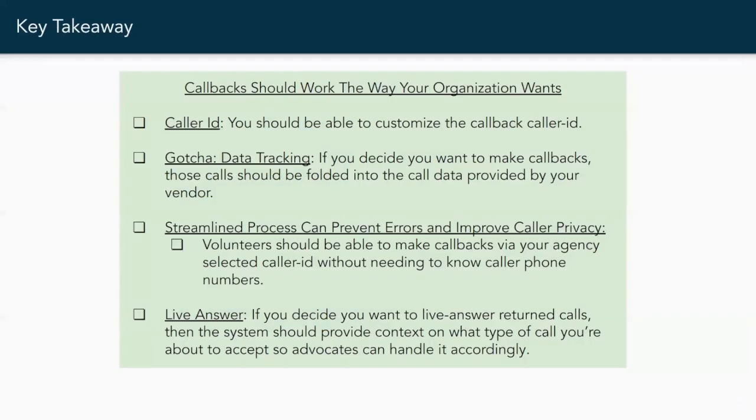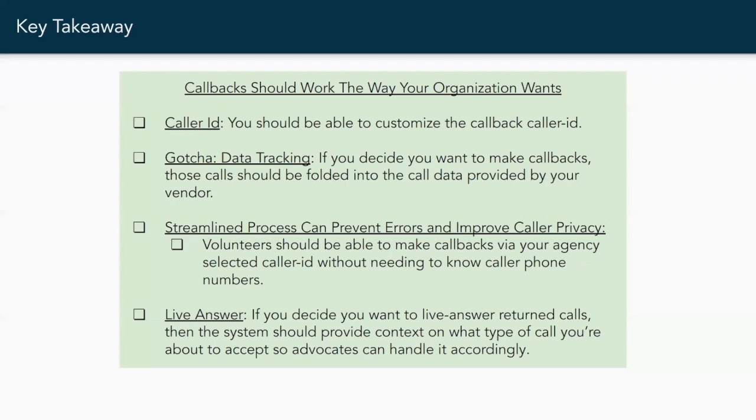So takeaways here are really just that callbacks should work the way that your organization wants. The caller ID should be customizable. One big gotcha is around data tracking. Because the systems that advocates and volunteers use to make return calls tend to be very separate from the systems that vendors use to patch hotline calls through to advocates, the data of the callbacks tends to get lost. So if you decide you want to make callbacks, just make sure that those callbacks are also folded into the call data provided by your vendor.